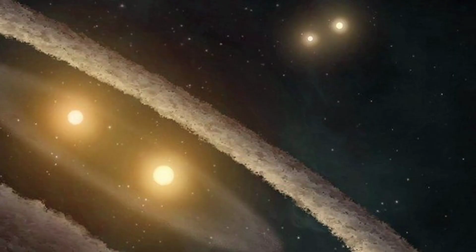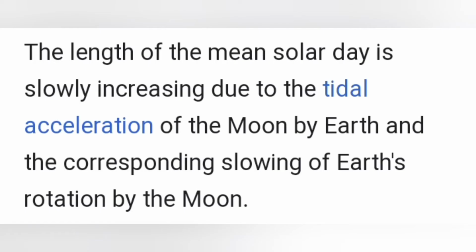And there's even an illustration of this. This is all from Wikipedia. The length of the mean solar day is slowly increasing due to the tidal acceleration of the moon by Earth and the corresponding slowing of the Earth's rotation by the moon.